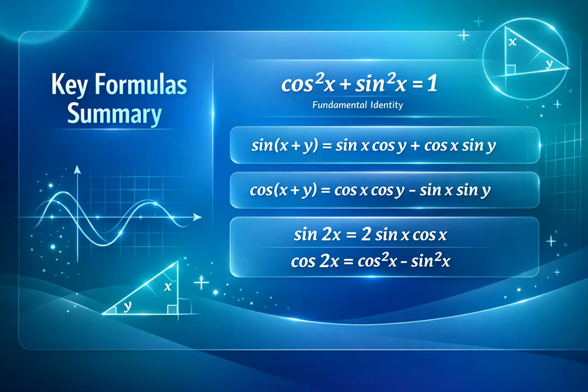Let's summarize the key formulas. The fundamental identity is cos squared x plus sine squared x equals 1. The sum formulas are sine of x plus y equals sine x cos y plus cos x sine y, and cos of x plus y equals cos x cos y minus sine x sine y. The double angle formulas are sine 2x equals 2 sine x cos x, and cos 2x equals cos squared x minus sine squared x.